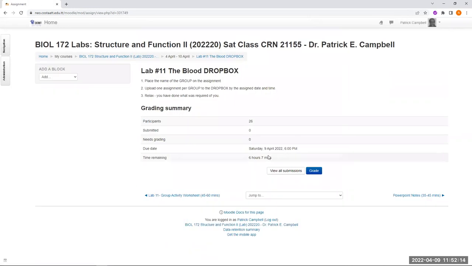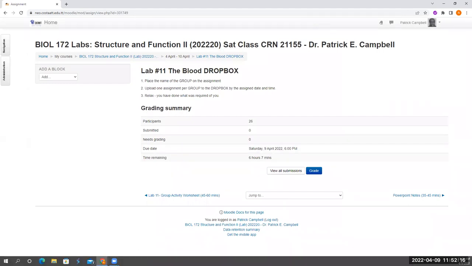When is the deadline to drop off your group activity? Saturday, the 9th of April, which is when? Today? I'll give you an extension on it. Is that okay? Okay, sir. I saw it was opening at 3 to 6. Usually how the labs work, you're supposed to do it in class, from 3 to 6.